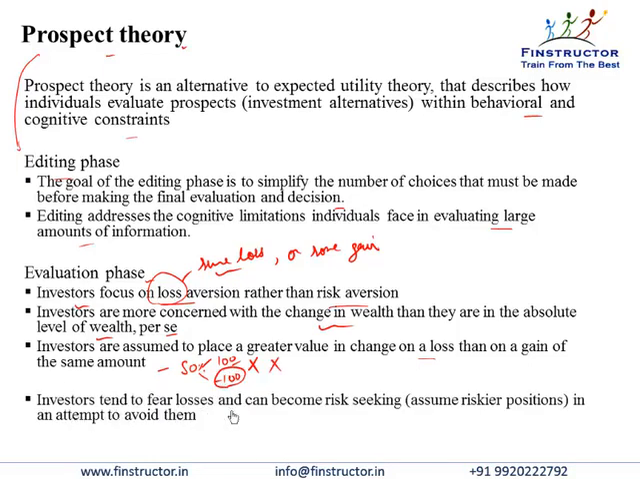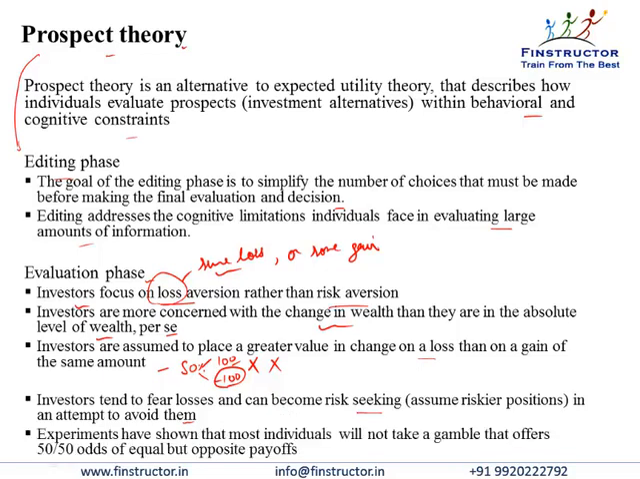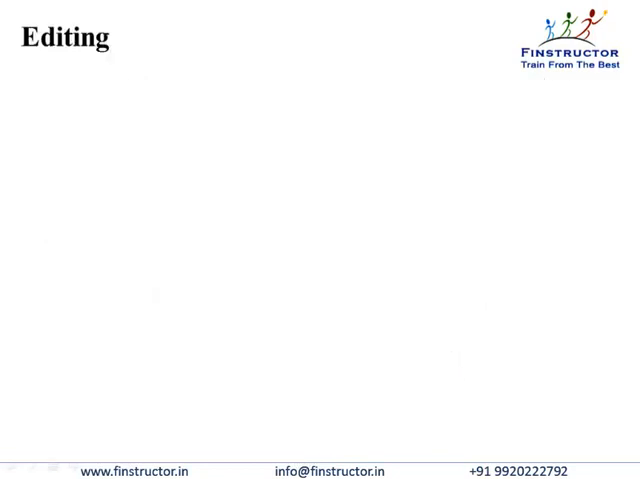Investors fear losses and can become risk seeking in an attempt to avoid them. So if you're already in a loss, you tend to double your bets, or you become even more risky in order to get back from that loss. Experiments have shown, like we discussed, that most individuals will not take a gamble that offers 50-50 odds of equal but opposite payoffs. That is, they place greater value on a loss than on a gain of an equal amount. So let's study the steps in detail.